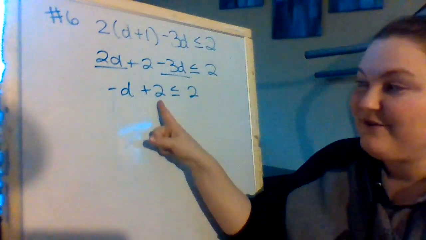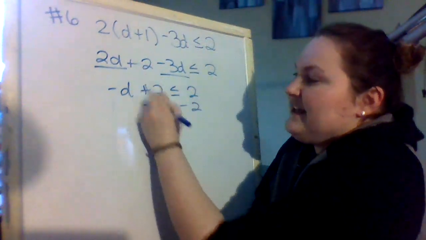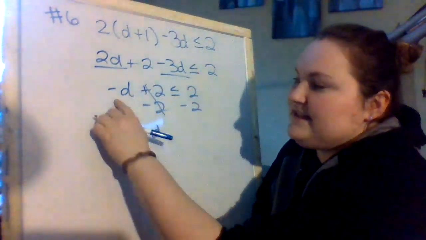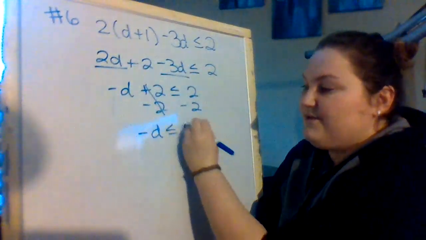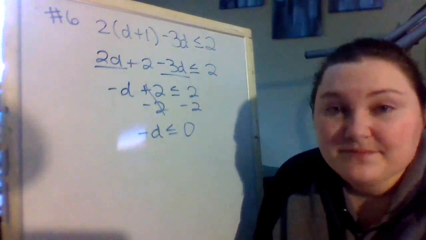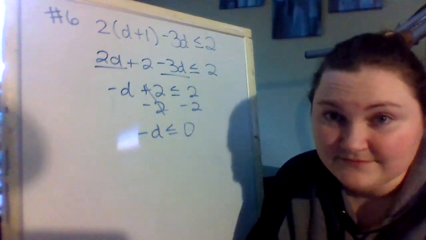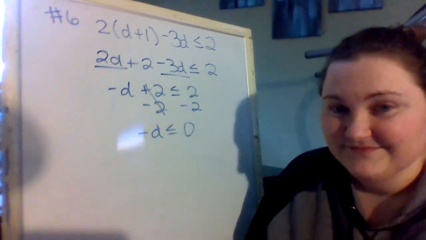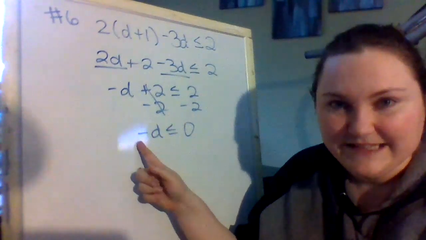Next would be getting rid of our constant. So I could subtract 2 on both sides, and we get negative d is less than or equal to 2 minus 2, which is 0. Now on this problem in the past, I've seen some students stop here, but we are not done. Do you know why? We're not done because there's still a negative sign there.